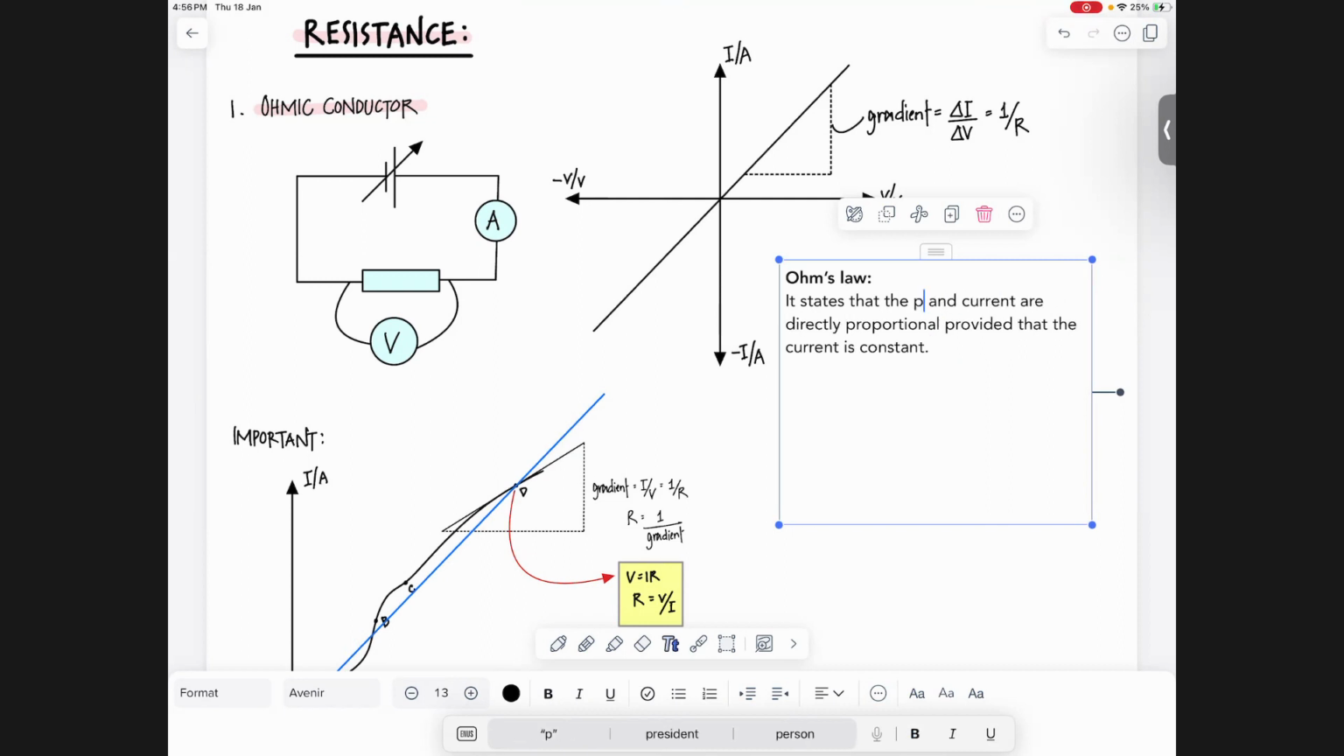Voltage, I think safer হবে potential difference লেখা, because at A levels potential difference is more preferred. So it says that the potential difference and current are directly proportional provided that the temperature remains constant.